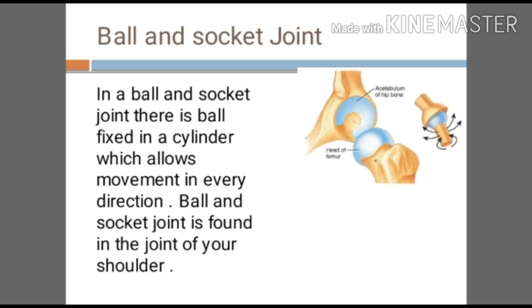Ball and socket joint. In a ball and socket joint, there is a ball fixed in a cavity which allows movement in every direction. Ball and socket joint is found in the joint of your shoulder. So basically, in a ball and socket joint, there is a cavity in which a ball is fixed, which helps in the movement in every direction. As in your shoulder, you can move your shoulder in every direction.